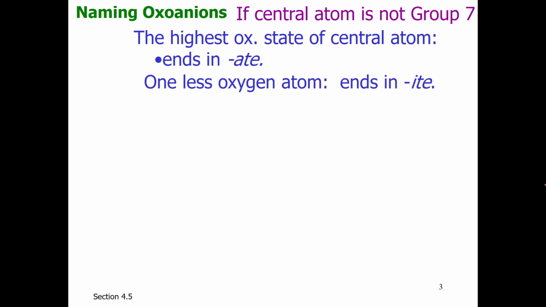Here are the rules for naming oxoanions. These, of course, are anions which contain oxygen. There's a set of rules if the central atom is not group 7. If that central atom is in its highest oxidation state, the ending of the oxoanion is ate. If we have one less oxygen atom, the ending in the oxoanion is ite.